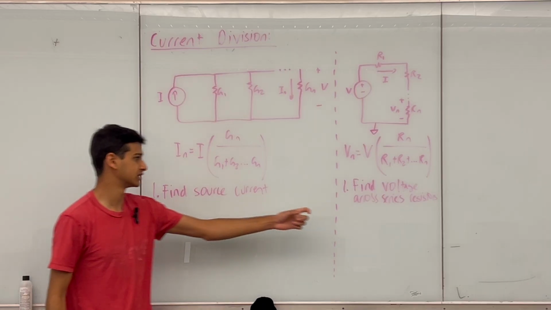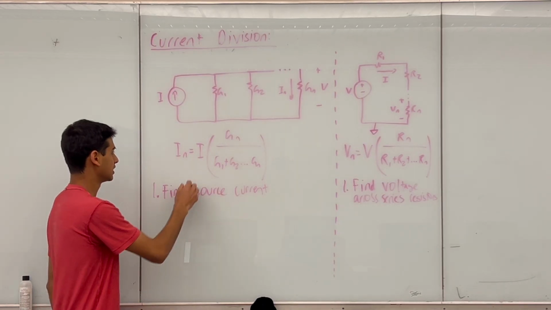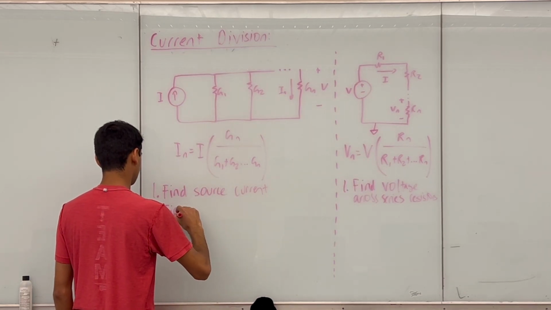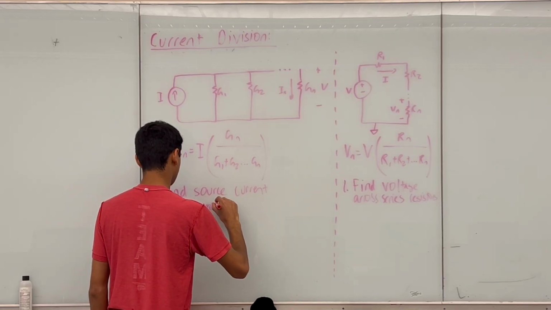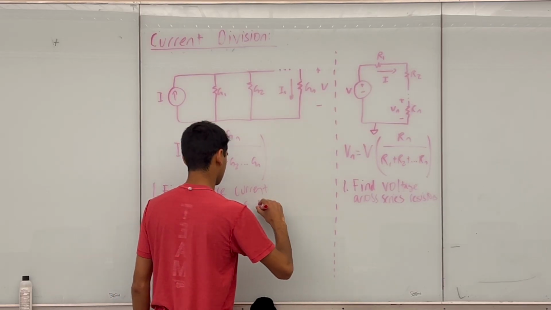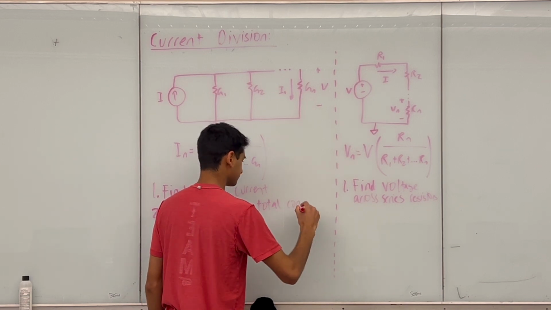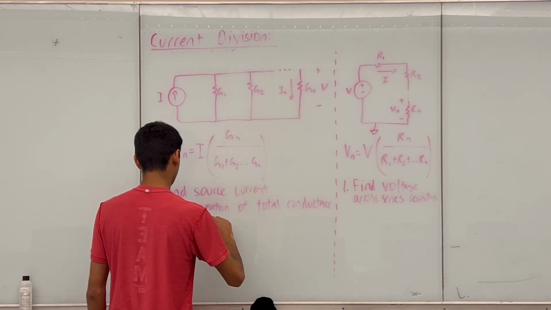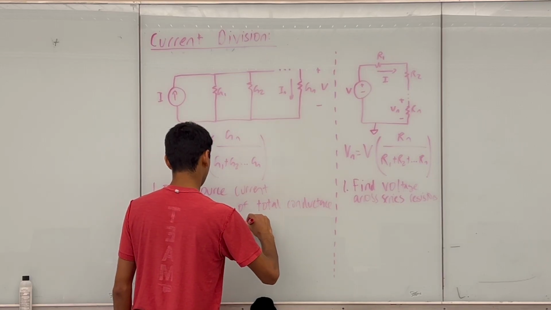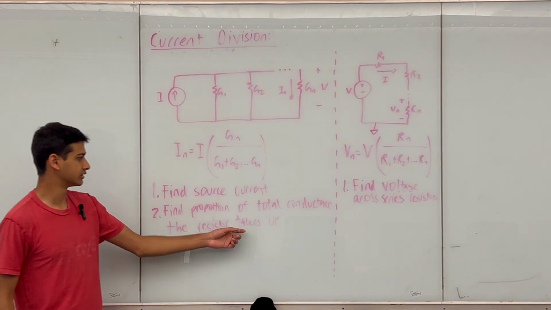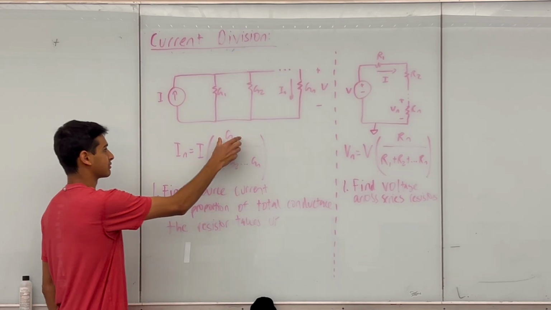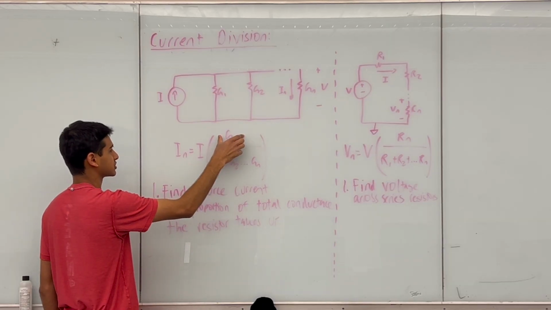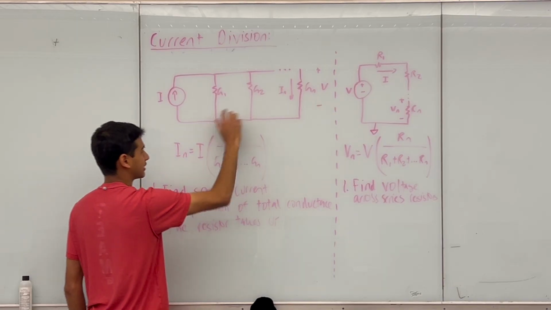So if you find your source current and find your voltage across your series of resistors, you already have one part of your equation. And now the next thing I'm going to do is find the proportion of the total conductance that the resistor takes up. And what I mean by proportion is I just take my conductance and I divide it by the sum of all conductances. So I'm just trying to find the proportion of the conductance that this resistor takes up out of all the resistors.